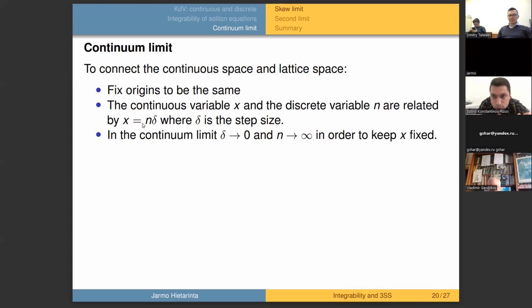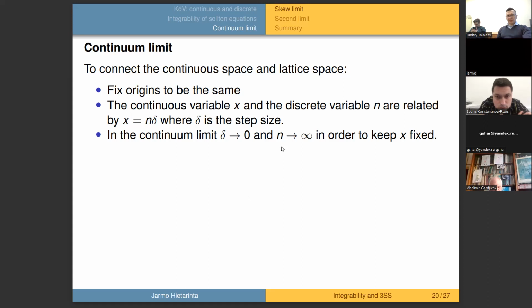And now in a continuum limit, we make this step size smaller, and then we have to, of course, increase the number of steps because this x doesn't move. So we must have delta go to 0, and n goes to infinity, but so that x is fixed. So this is the way of approaching taking a continuum limit in general.